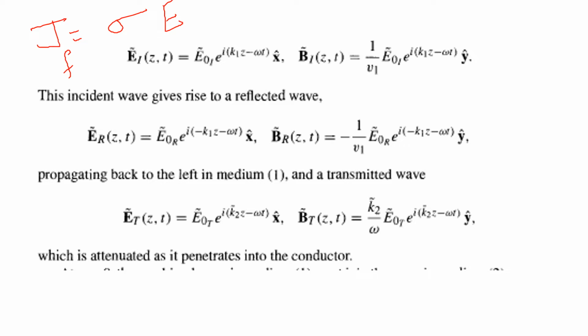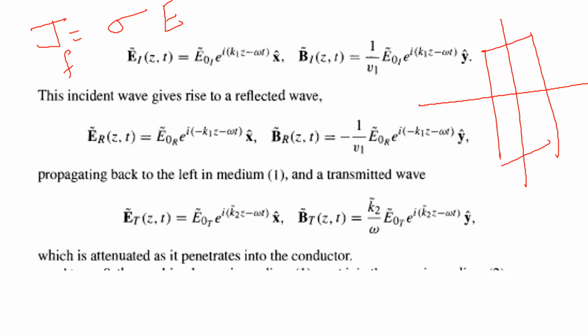Now, let us come to the present situation of reflection at a boundary. Just imagine that the xy plane is the boundary like this, and the wave is traveling along the z axis. This is the x-axis, this is the y-axis. So on one side of the boundary it is a dielectric, and on the other side it is a metal or a conducting surface.